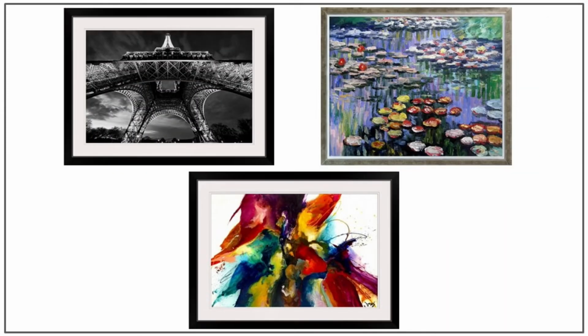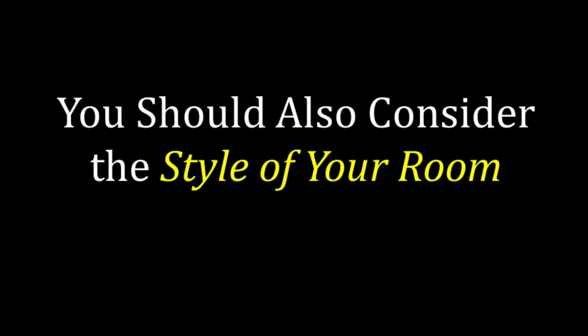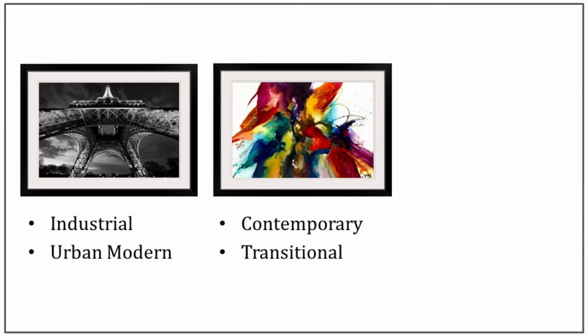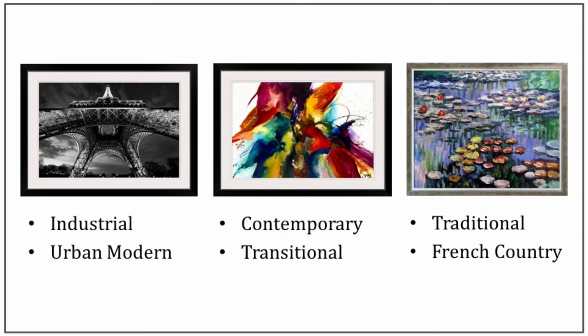When deciding on what type of wall art to use, you should certainly consider if you prefer photography, abstract art, or more traditional pieces. However, you should also consider the interior design style of your room. For example, abstract artwork works particularly well in styles like contemporary and transitional. Black and white photography is perfect for the industrial and urban modern styles. And reproductions of classic pieces are ideal for traditional and French country interior design.